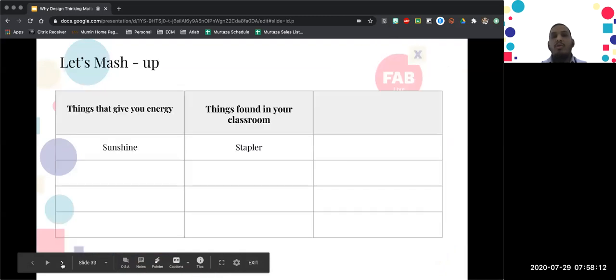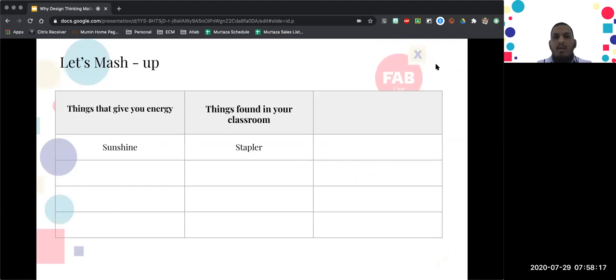Now, for those who are not aware of how mashup works, you have two things. For today, I have taken up one, which is things that give you energy. So think of a thing that gives you energy, okay? And the second is things which you can find in your classroom.